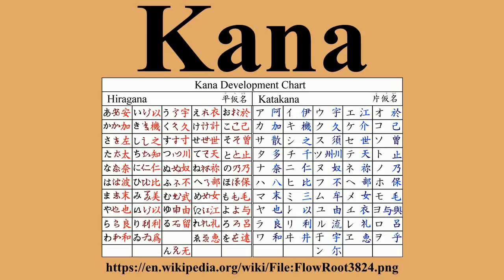Digraphs. Syllables beginning with palatalized consonants are spelled with one of the 7 consonantal kana from the I column followed by small ya, yu, or yo. These digraphs are called yoon.